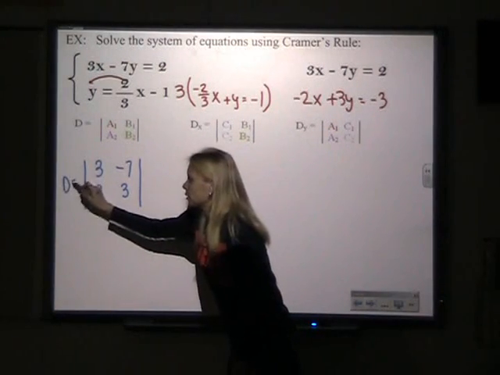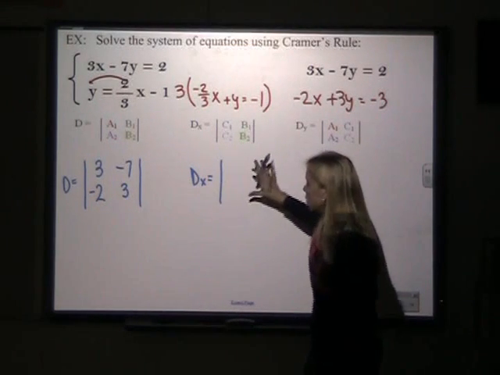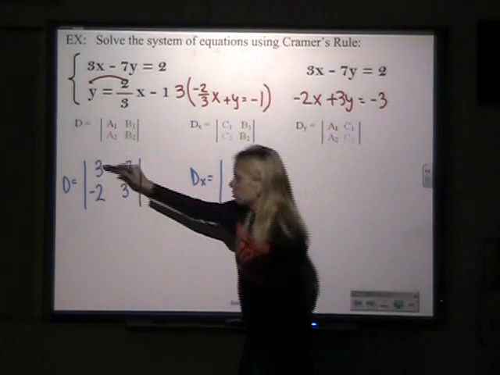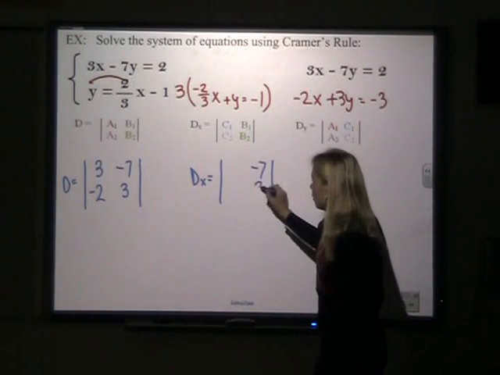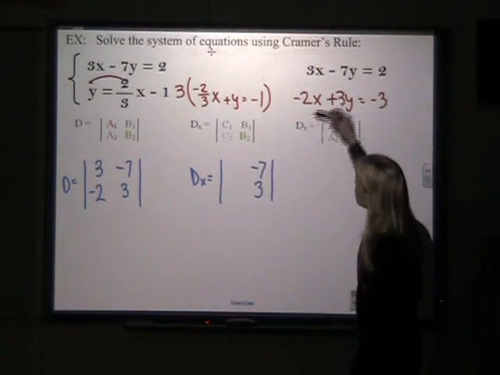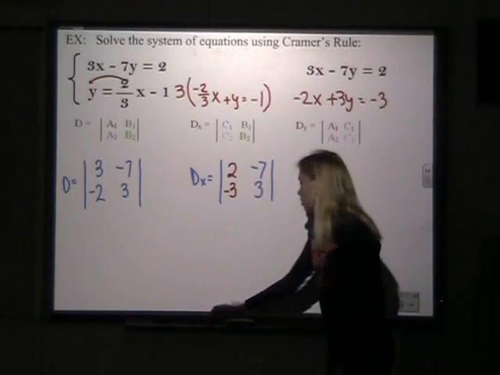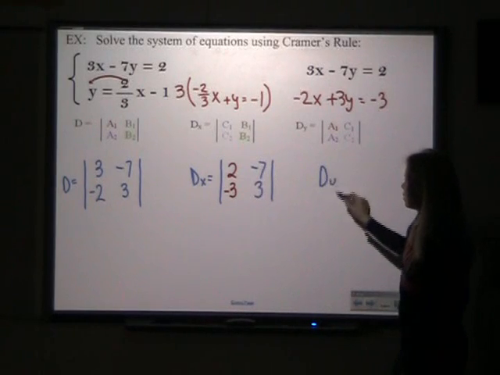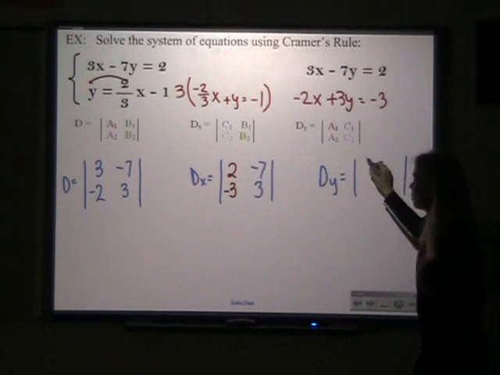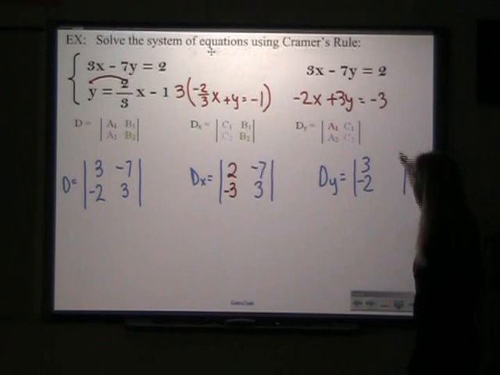My next matrix, I'm going to leave the x part alone because I'm finding x. I label these or I forget which one I'm finding. So leave this part alone, but write the second part. And I'm going to replace where the x was with the numbers at the end. And for the last matrix, I'm going to start with this one, but leave the y's out. And I'm going to replace where the y's were with the numbers at the end.